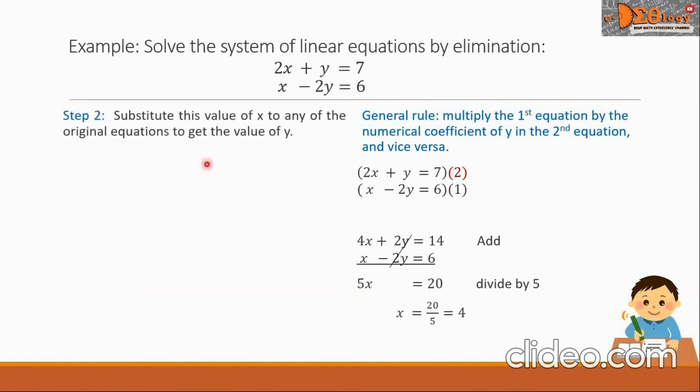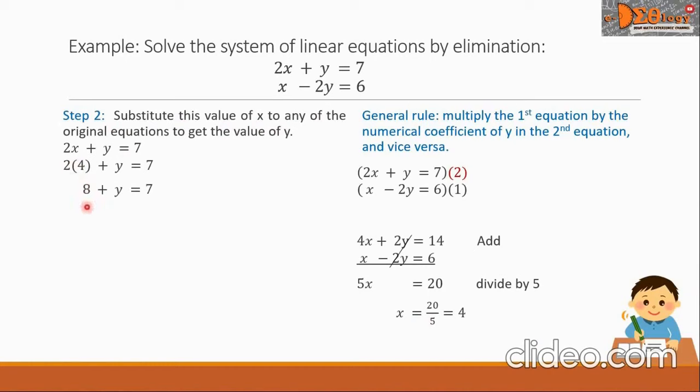And then, let's go to step 2, and that is to substitute this value of x to any of the original equations to get the value of y. So we have two equations here. Suppose we choose the first equation. The 2x plus y equals 7. And then, let us now substitute the 4 to that x. So we have 2 times 4 plus y equals 7. This 2 times 4 will be 8 plus y equals 7.